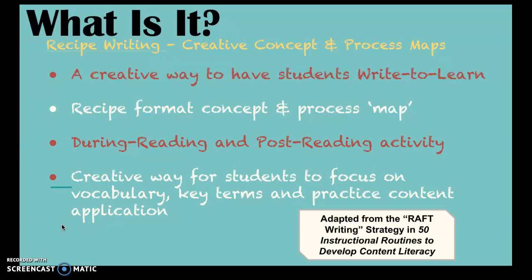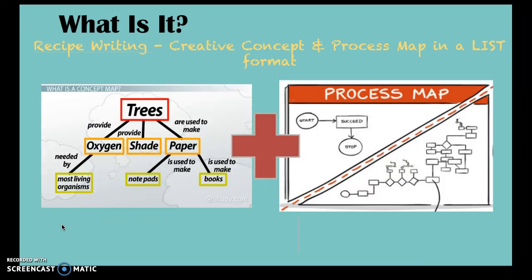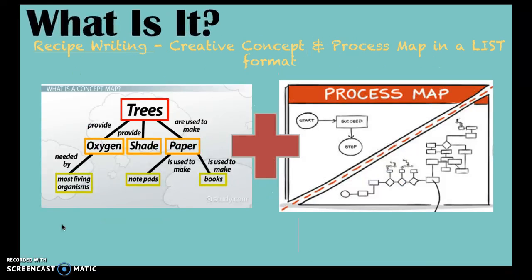This strategy is adapted from RAFT writing, found in our book of 50 strategies, and it's a creative way for students to focus on vocab and key terms, and most of all, to practice content application. Another way to think of it is a mix between concept maps and process maps, because you dig deep into a concept, break it down, and then think about how that concept is processed to be recreated.